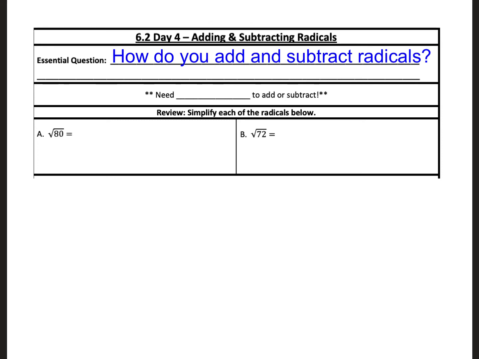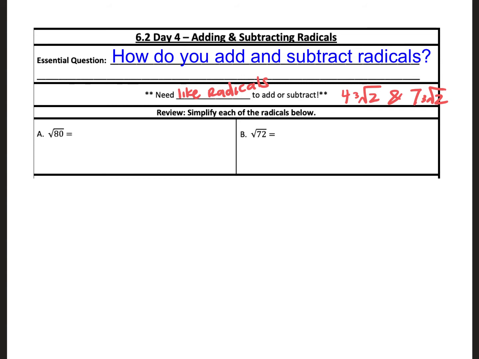Hi y'all, today we're talking about how you add and subtract radicals. Your first definition is just a reminder really: you need like radicals to add or subtract them. Again, remember that means they need to have the same index and the same radicand. So 4 cube root 2 and 7 cube root 2 have like radicals because they both have the cube root of 2.